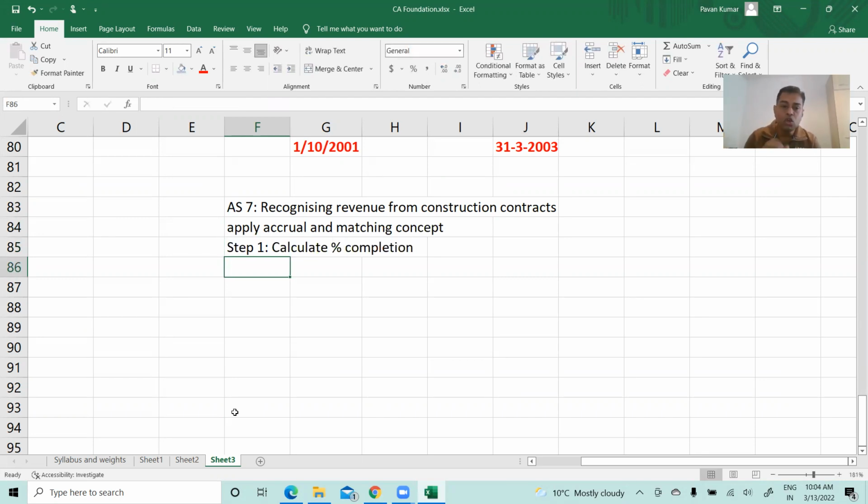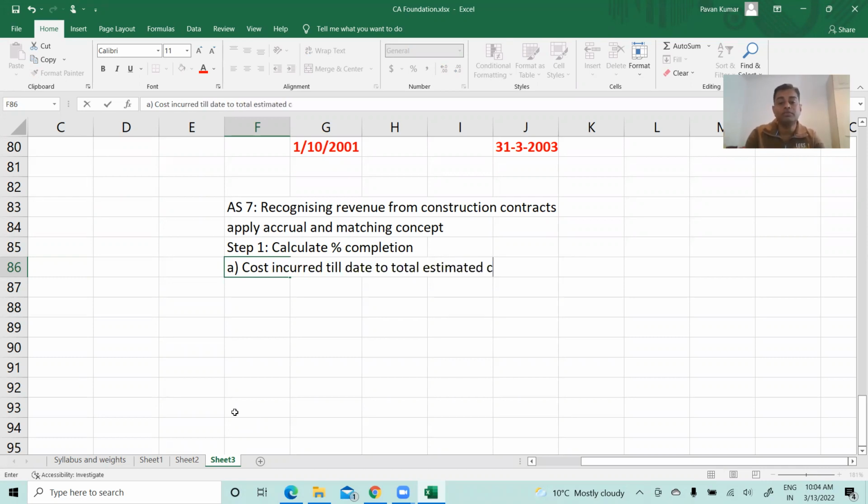So guys, can you tell me, to calculate percentage completion, what is the method prescribed? Hello, any idea what is the method prescribed? There are 3 methods prescribed. One is cost incurred till date to total estimated cost. So you will calculate a percentage like this. How will you do that? Cost incurred till date divided by total estimated cost to complete the contract, into 100.